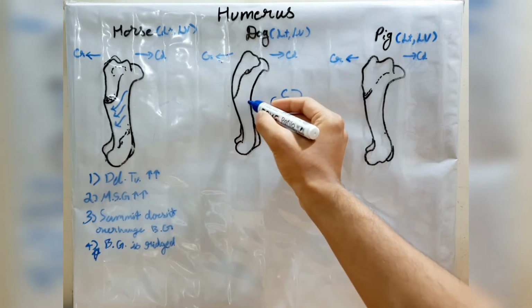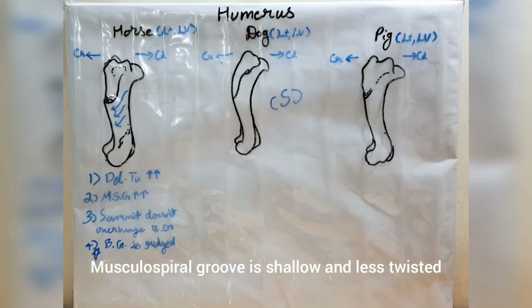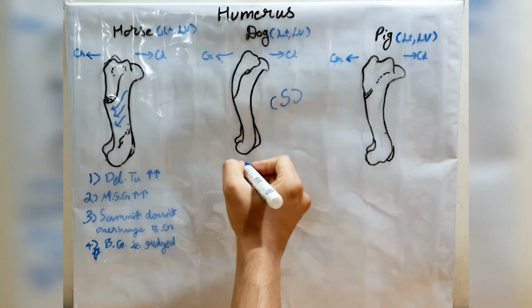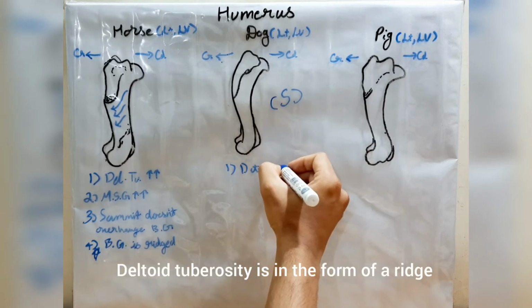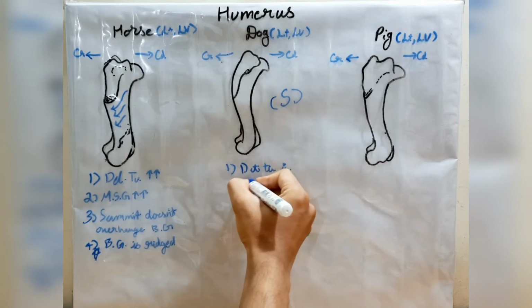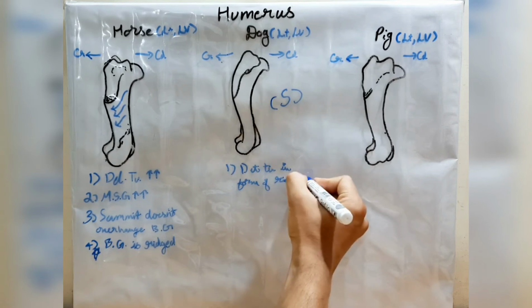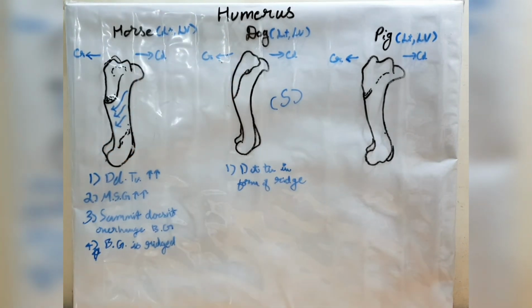So basically the musculo-spiral groove here is not that much deep, or not that much twisted when compared to either ox or horse. Okay, so this is one point. Second point that I'm going to write here is that deltoid tuberosity is in the form of a ridge. So what I mean by this, see this crest of humerus, this is the crest of humerus, and you know what is deltoid tuberosity?